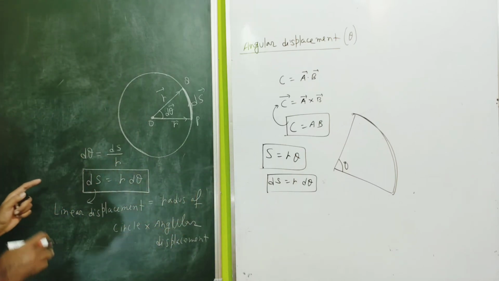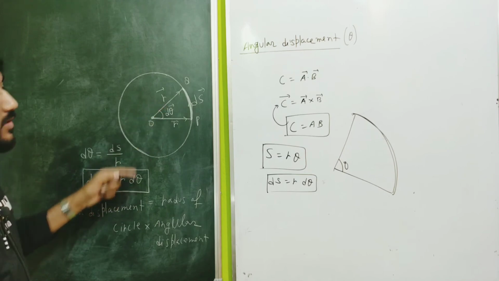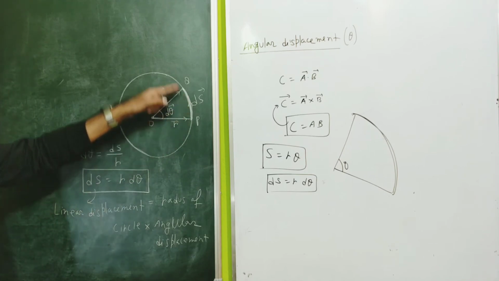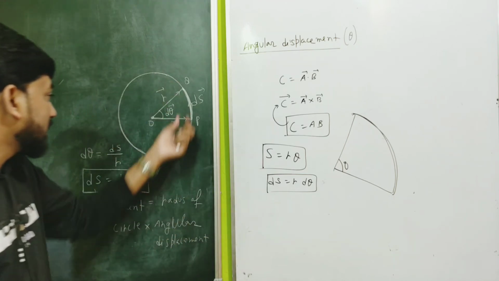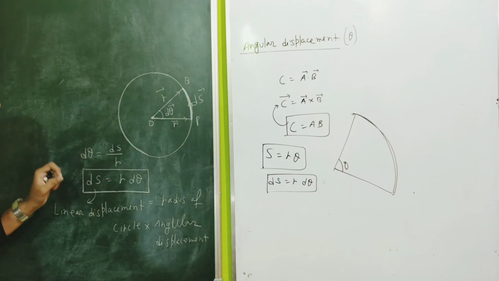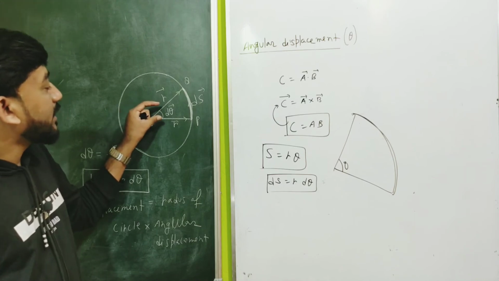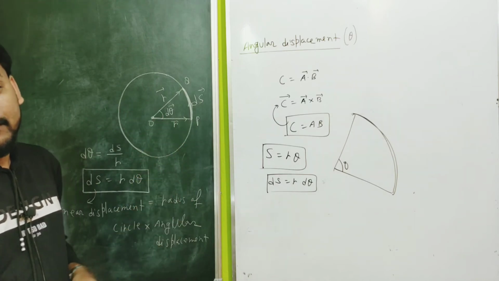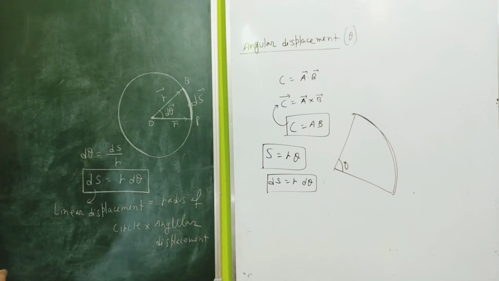So I am advising you always to use this kind of notation, at least for linear displacement. If you want to take this ds as a linear displacement, or PQ as linear displacement, then it is better to say this is ds. And obviously this has to be represented as d theta, because large theta is not in that sense a vector quantity. Okay, so please keep in mind.